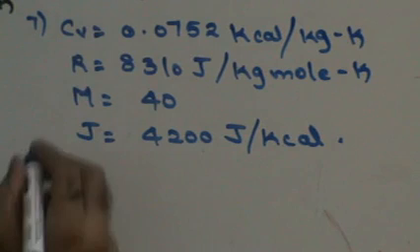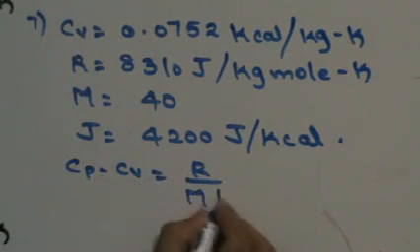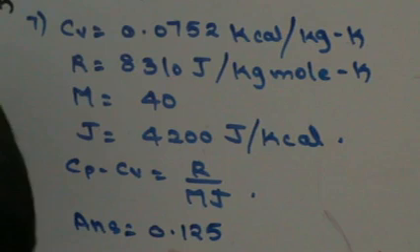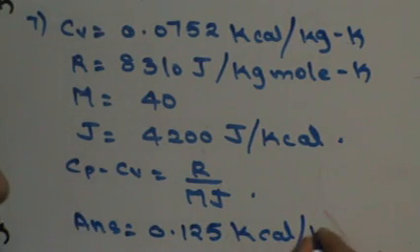Straightforward principal specific heat formula: Cp minus Cv is R upon MJ. The only unknown here is Cp. You should be able to get the answer. The answer for this sum should be 0.125 kilocalories per kg Kelvin.